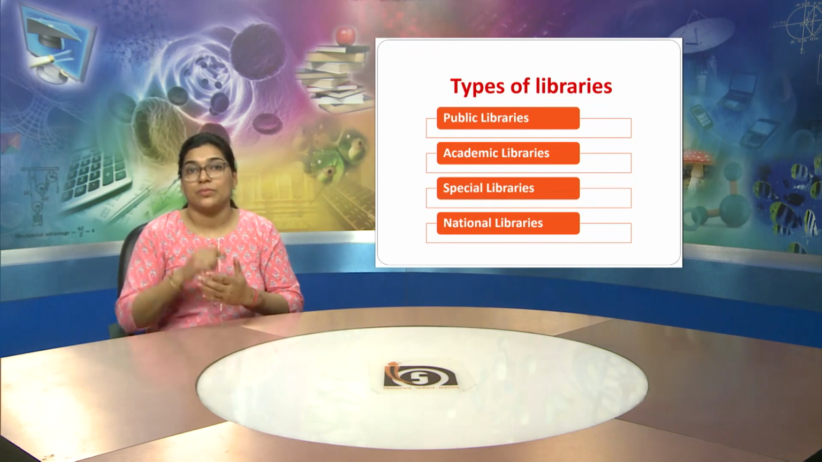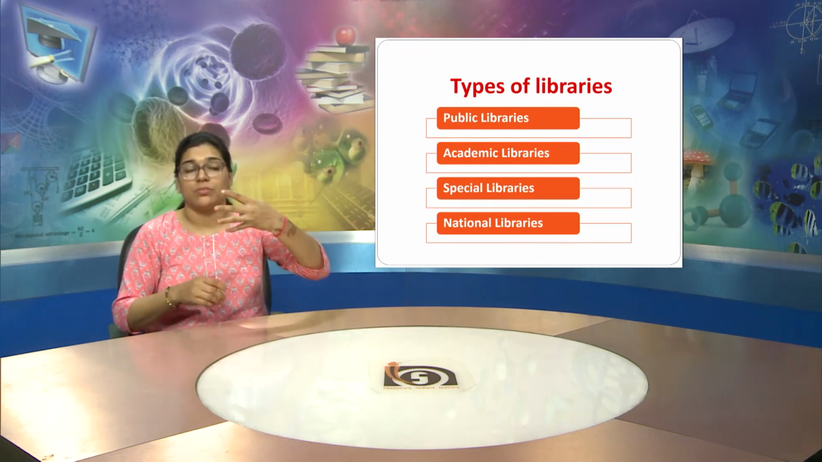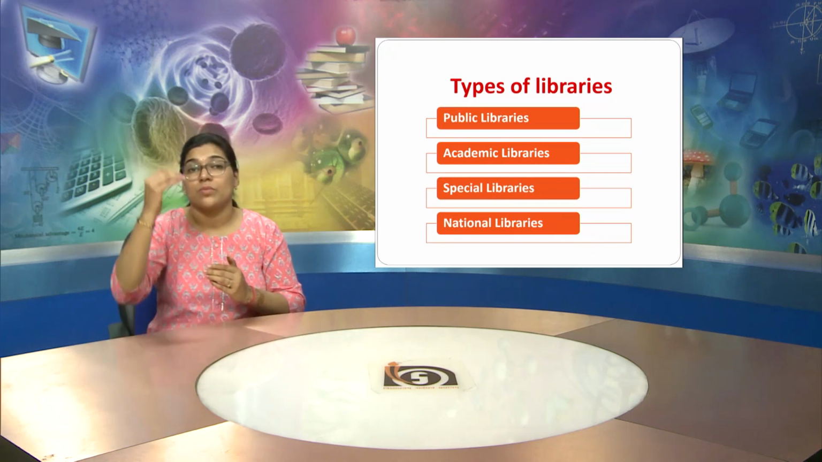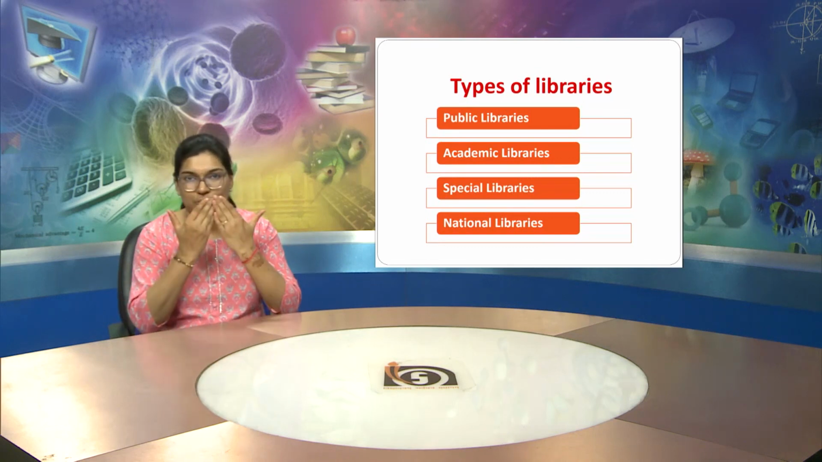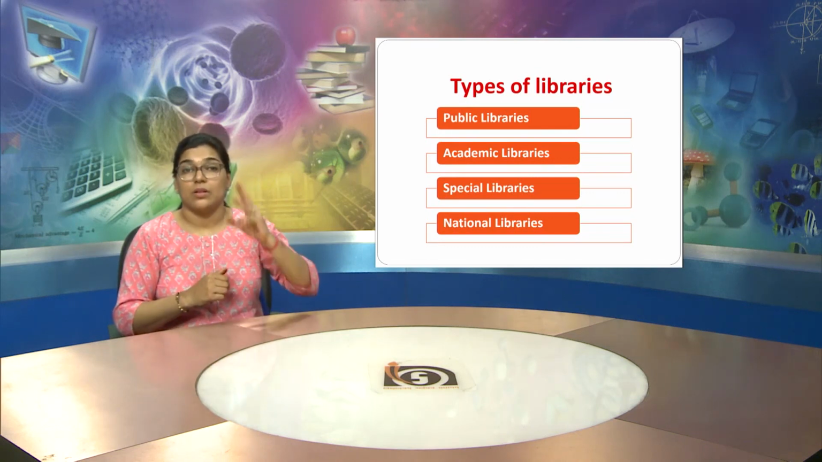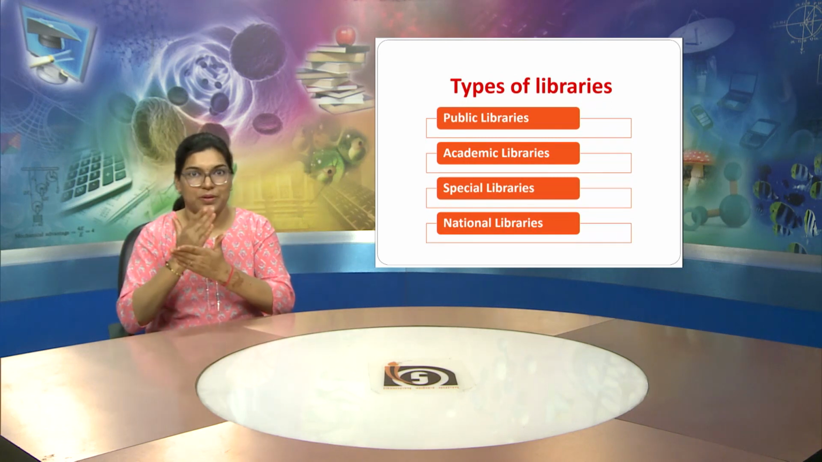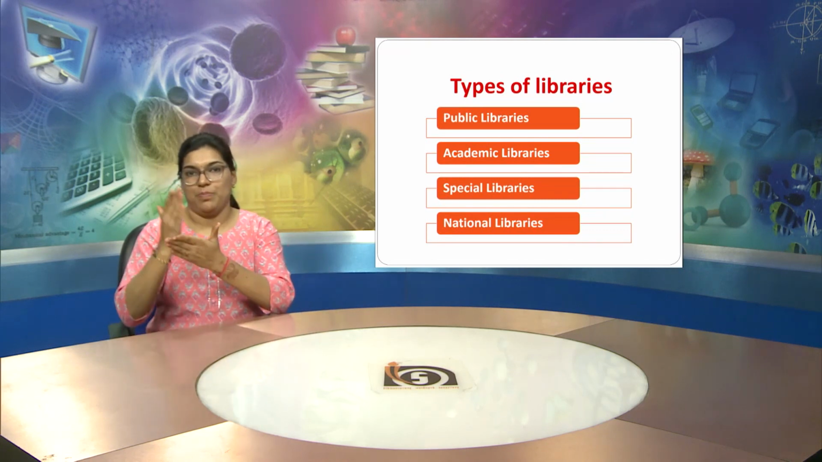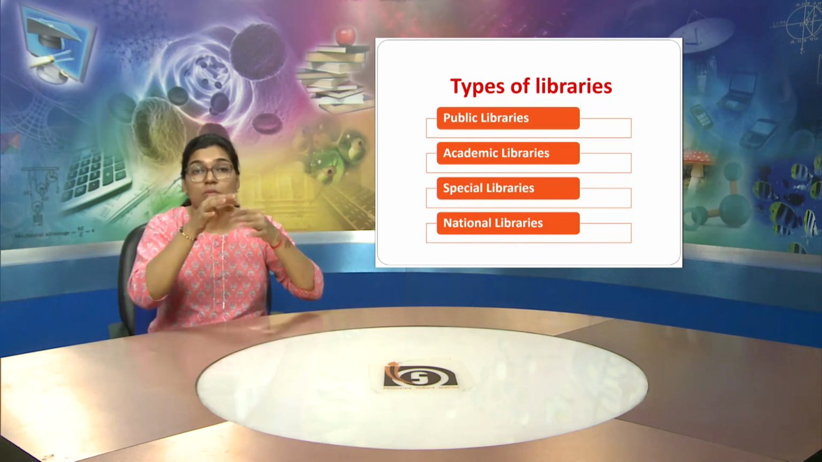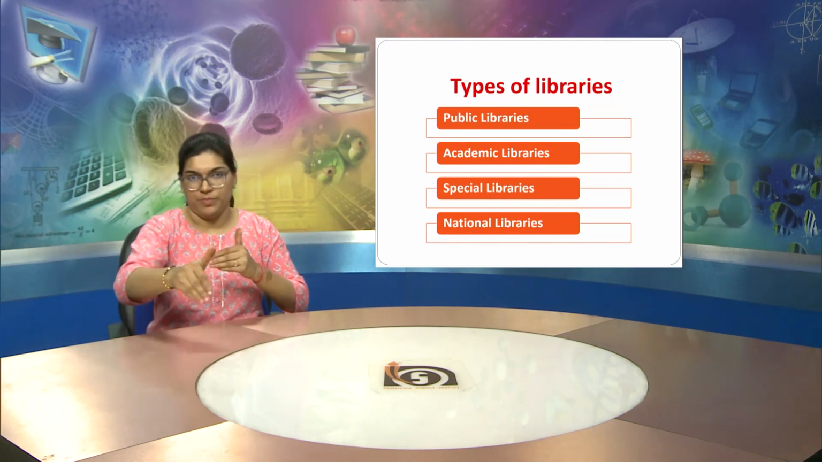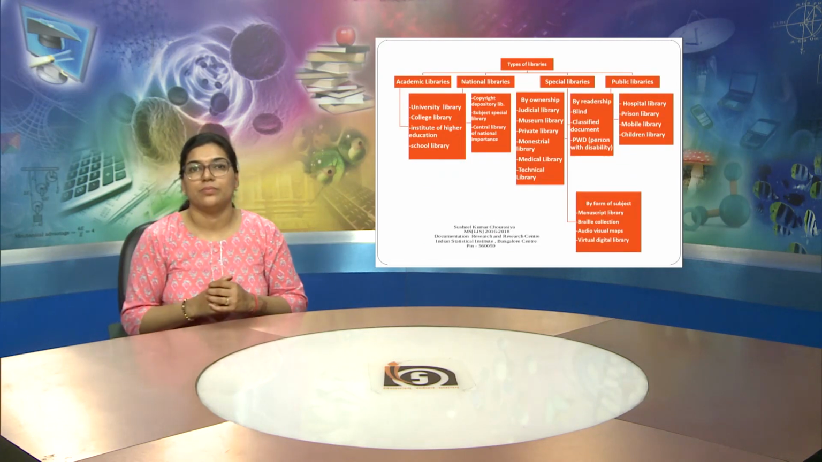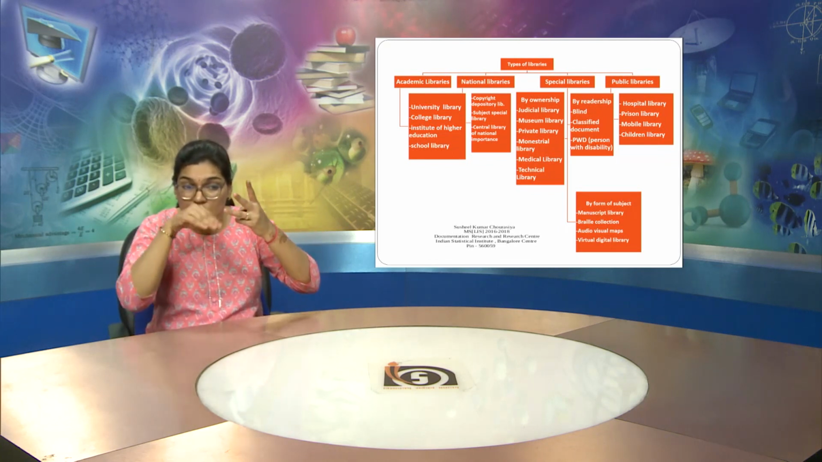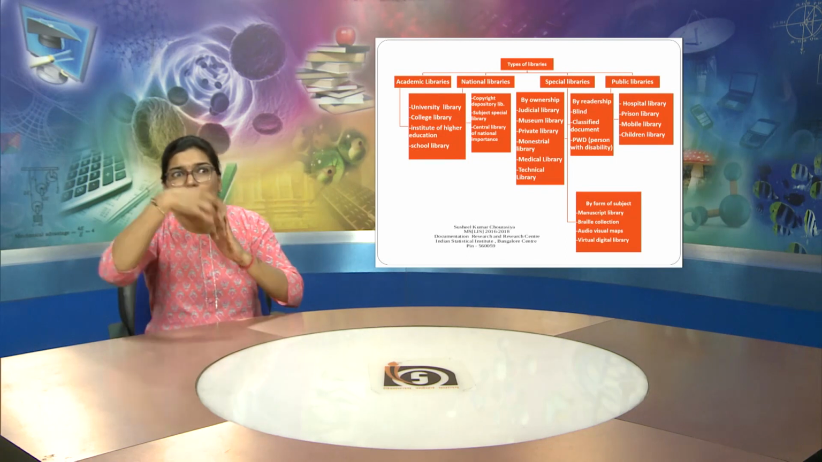Now in this slide you can see there are different types of library. The first is public library. The second type of library is academic libraries. The third type of library is special libraries, and the fourth type of library is national libraries. We will understand all these libraries in detail further. Let us now see this image. It has the detailed explanation of all the 4 types of library we just saw.